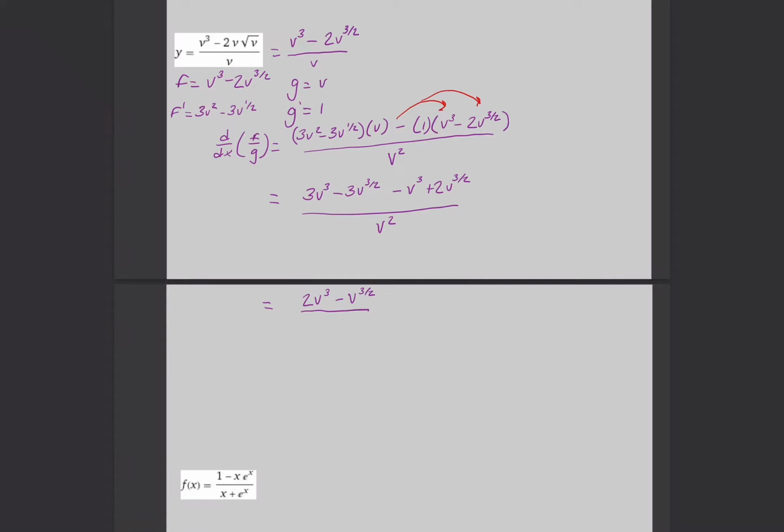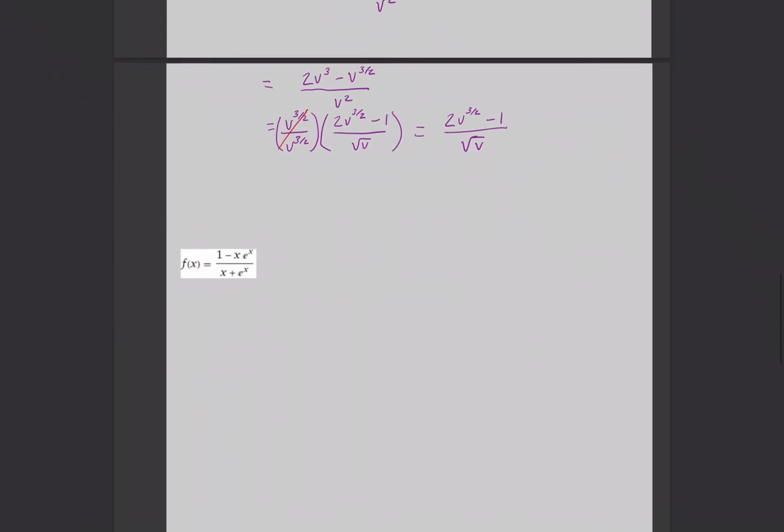all over v squared. And now, to simplify even more, we can take out a v to the 3/2 on both the numerator and the denominator. And that'll give us 2v to the 3/2 minus 1 all over square root of v. And this will get canceled out, and we'll be left with 2v to the 3/2 minus 1 all divided by the square root of v.